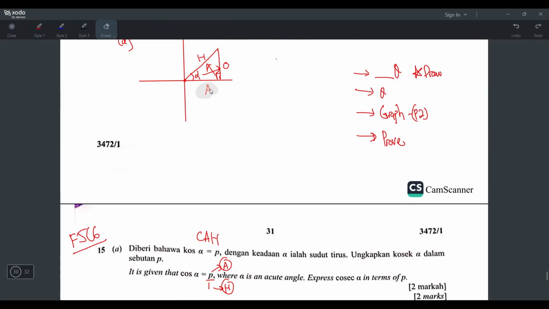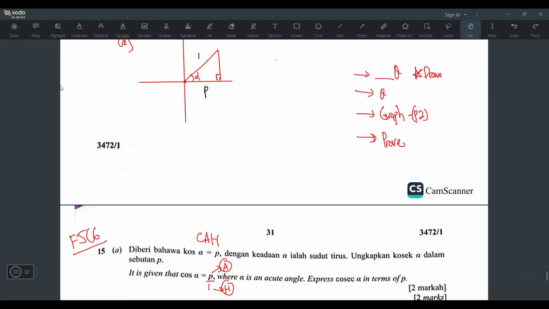So A becomes small p, H becomes 1. Okay. So this one is A, right? So small p and then H is 1. And find the remaining side now.